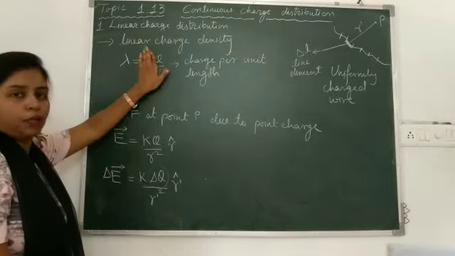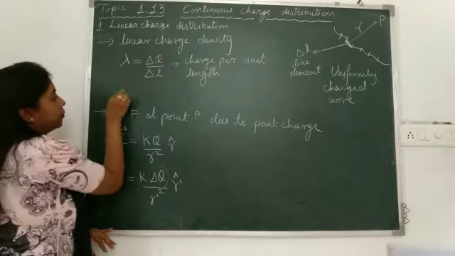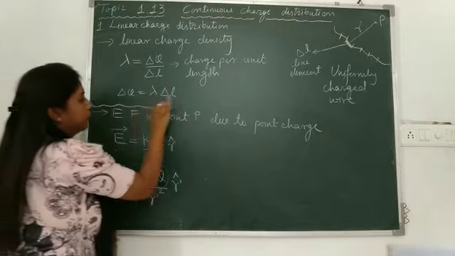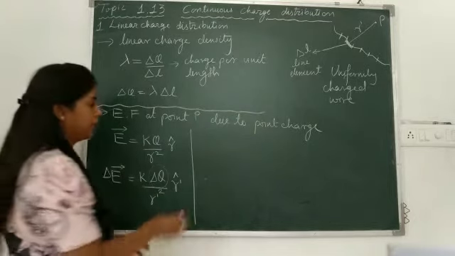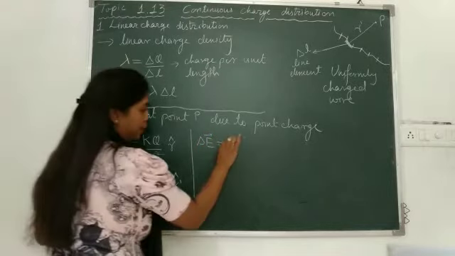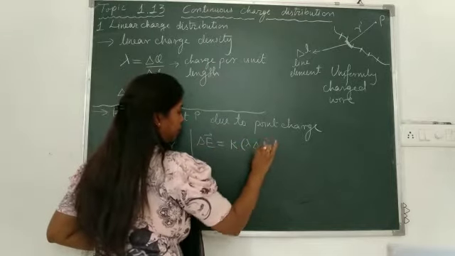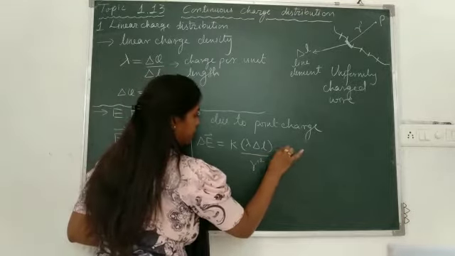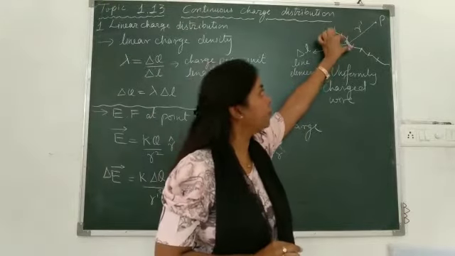Now, from this formula, I can calculate delta Q. See, from this formula, delta Q is equal to lambda into delta L. So I will be substituting this delta Q over here, and so I will get delta E is equal to K as it is, instead of delta Q, lambda into delta L, upon R dash square, which remains the same. Okay. Now this is the electric field at point P due to this line element.